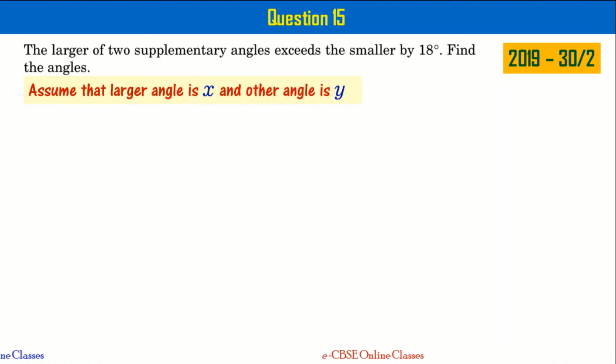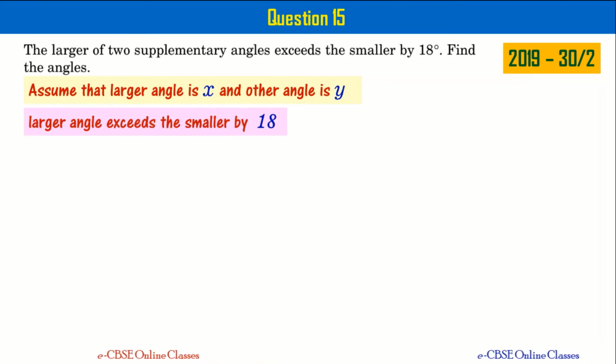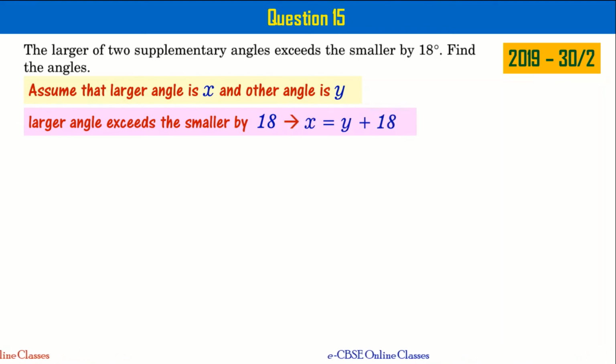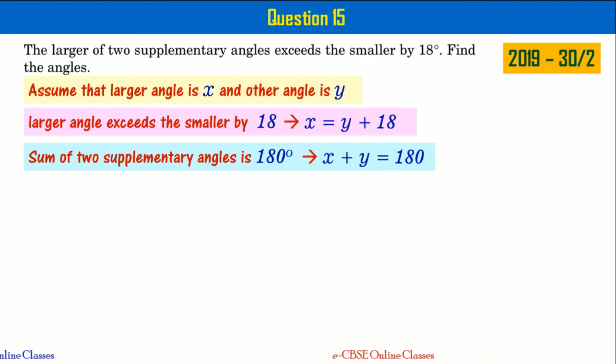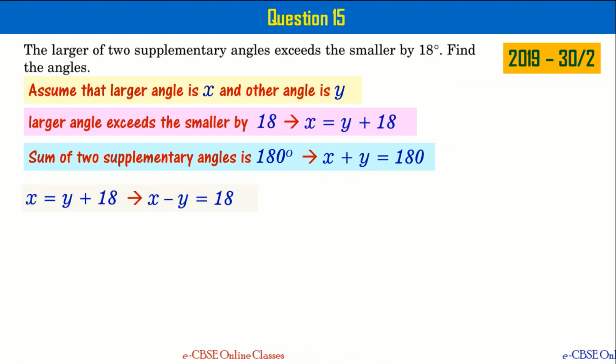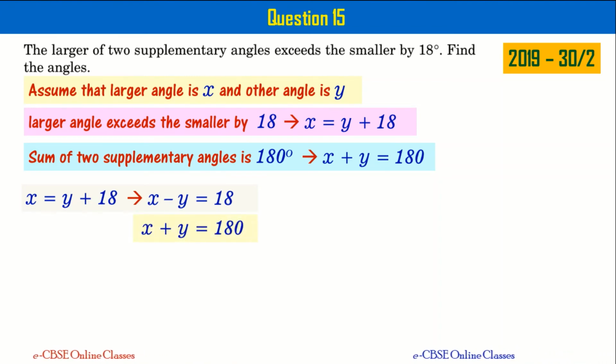Now I am assuming that the larger angle is denoted using x and the other angle is denoted using y. If that is the case, since the larger angle exceeds the smaller one by 18 degrees, it means that x equal to y plus 18, right? And we know that the sum of two supplementary angles is 180 degrees, right? It means x plus y equal to 180 degrees. The first equation I am rearranging and writing as x minus y equal to 18. And I'm writing the second equation as is.